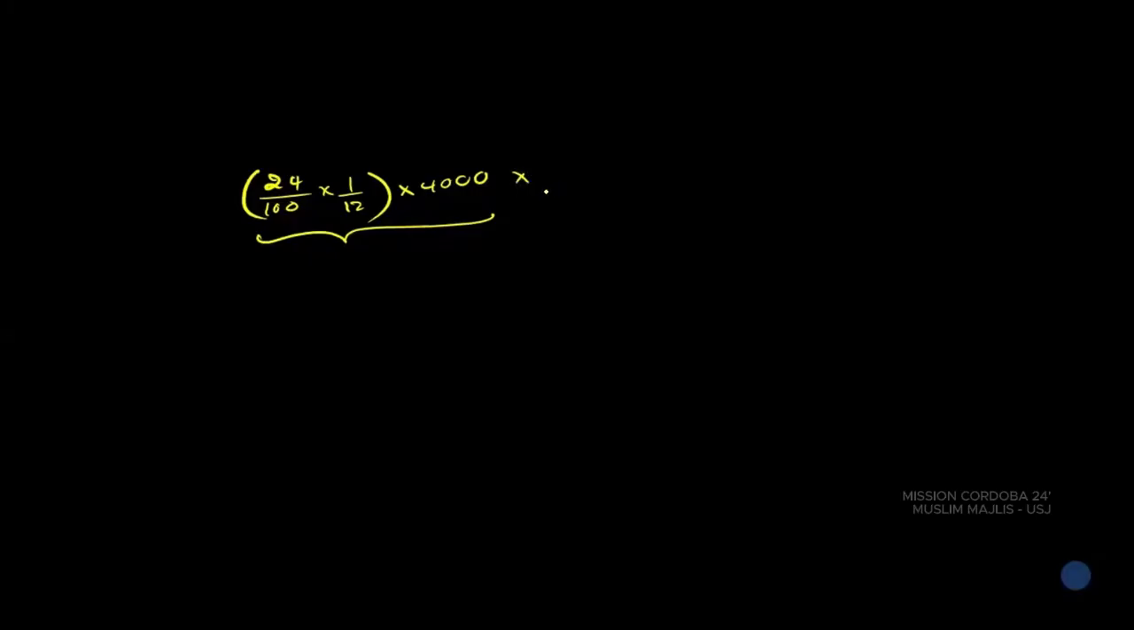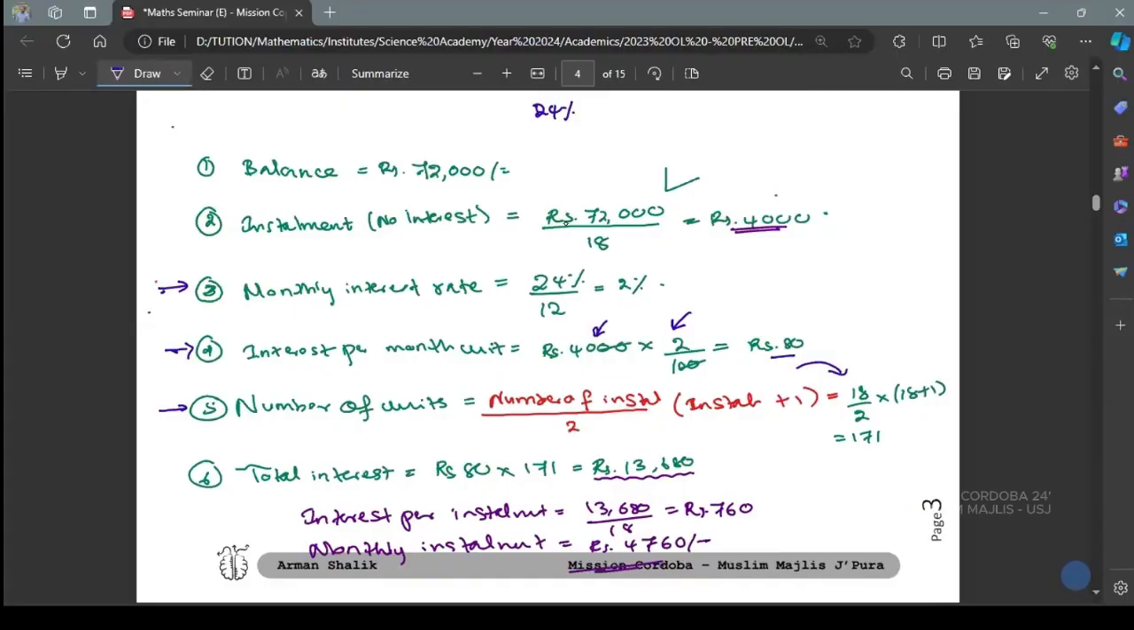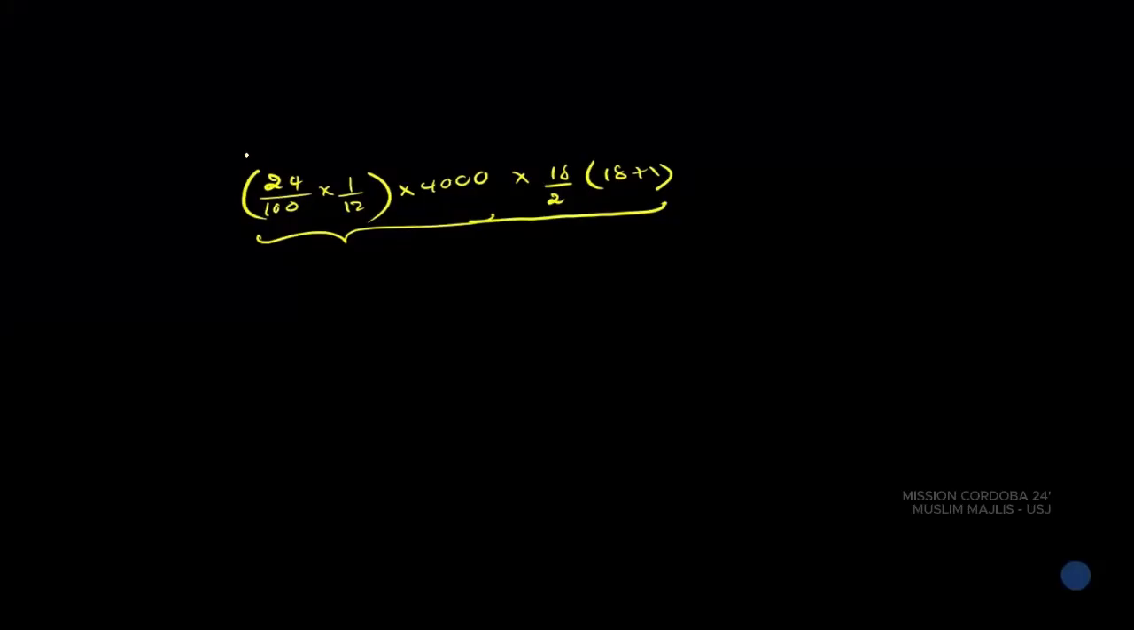So this one multiplied by, how to take it? Number of installments divided by 2 times 18 plus 1. Simply by doing like this, you can directly get the total interest at once. 3, 4, 5, and 6th step also together, you can write it like this. Monthly interest rate multiplied by interest-free installment will give you the total interest per month unit, multiplied by number of month units will give you the total interest.